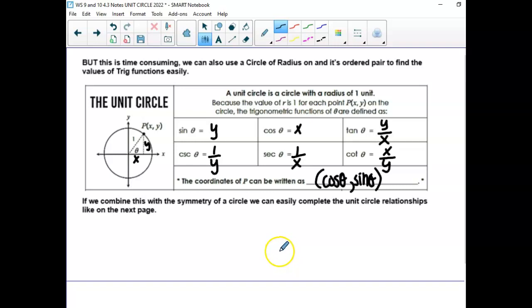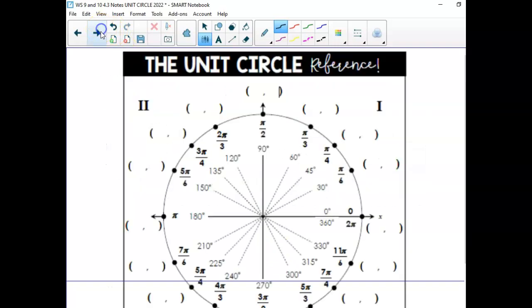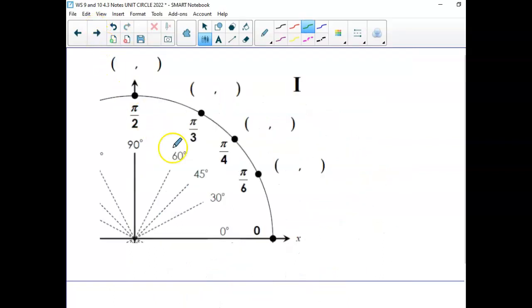All right, I will teach you how to remember or work on all these radians to degrees, okay? But what I'm going to have you do, we're going to work on the ordered pairs next, and then we'll do the radians to degrees either at the end of the hour or another day.